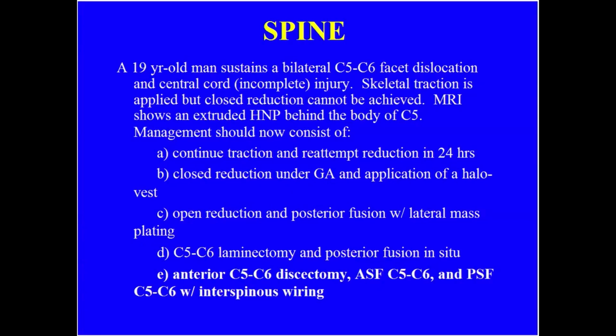Anterior C5-6 discectomy, anterior fusion at C5-6, and posterior fusion with wiring, although you could certainly do an anterior C5-6 fusion and anterior plating. You don't want to just come back in 24 hours. The guy's got an incomplete deficit, and the rapidity of reduction is likely to affect his recovery. You don't want to take this guy who you know has a herniated disc down and reduce him asleep because of the risk of making him worse. You don't want to just fuse him posteriorly with a herniated disc and leave the disc in place. And certainly a laminectomy and fusion in situ is a ridiculous answer.